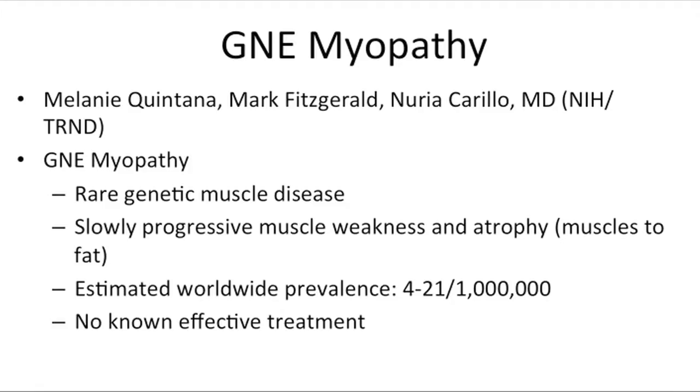So GNE myopathy is a very rare genetic muscle disease. It's very slowly progressing in terms of many diseases. It has a very interesting progression pattern. It tends to start in the lower extremities, in the ankles. The muscles are turning from muscle to fat. And as it does, it works its way up the body. So it affects the ankles first, it moves up through the legs, into the hip area, into the shoulders.